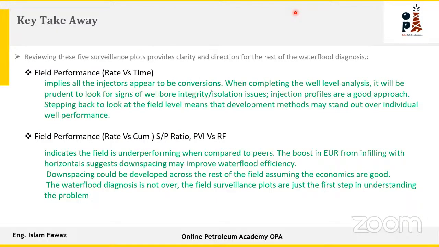So the takeaway from the surveillance: this is not only surveillance, this is surveillance at the field level. The key takeaway from the field performance, rate versus time, is to understand the history of the reservoir in order to get optimum prediction for your field. Also from the field performance, rate versus cumulative, secondary to primary ratio, and the pore volume injected versus recovery factor, which indicates for you how the field behaves compared with its peers. To boost up the recovery factor from this field, you have to plot this kind of surveillance and get the maximum from your reservoir.